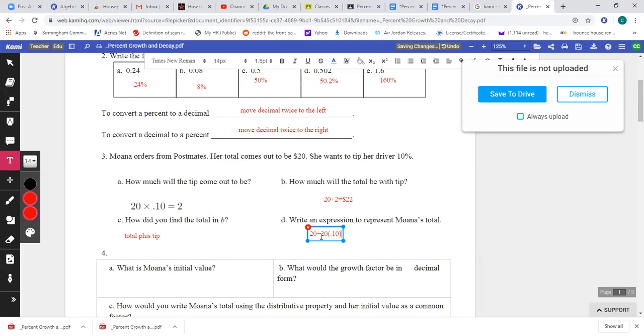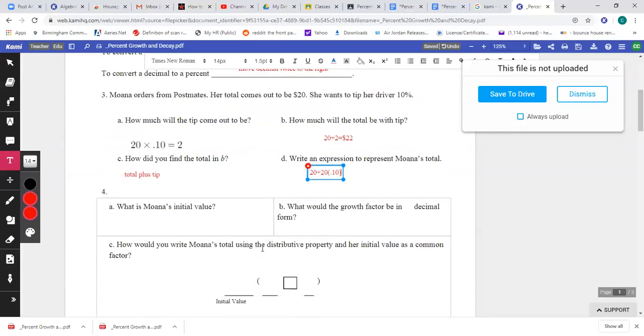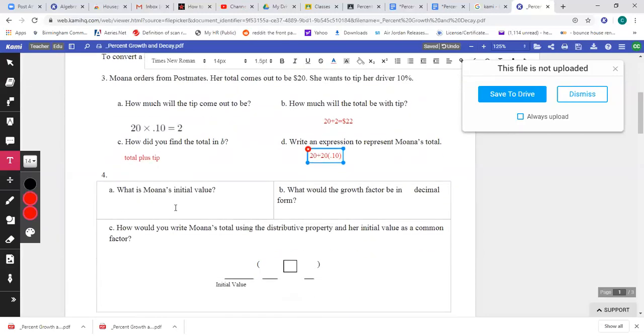So this is the same thing as 20 plus 2, because the way I found 2 was I did 20 times 0.10. So Moana's initial value, I know, is $20. Her growth factor, okay, we're going to call it growth factor now because it's exponential later. But just think about she's getting an extra 10%. So that's her growth factor. We're going to write it as a decimal.